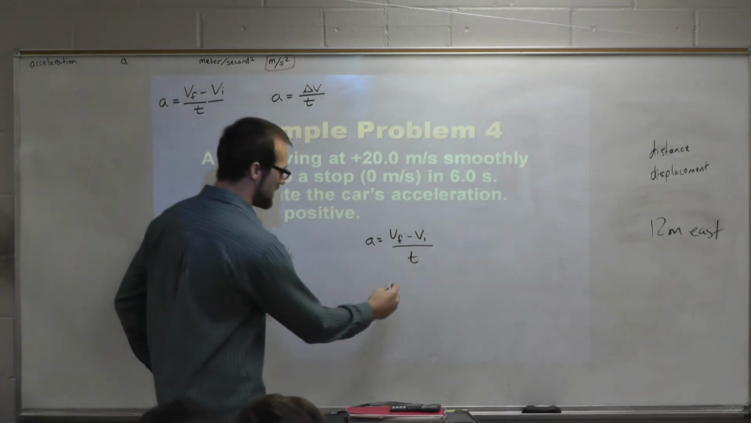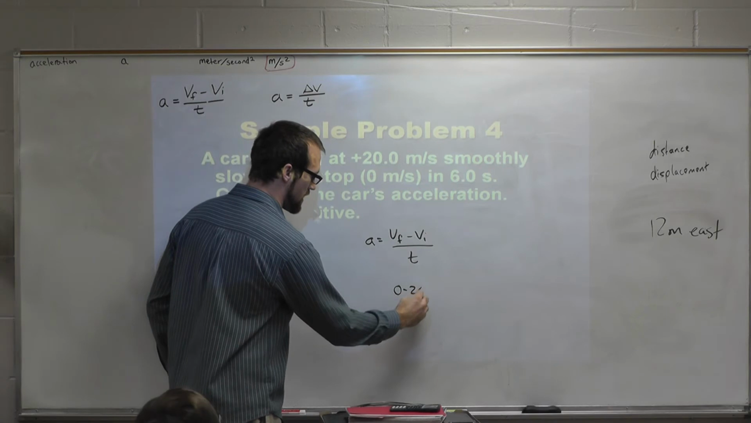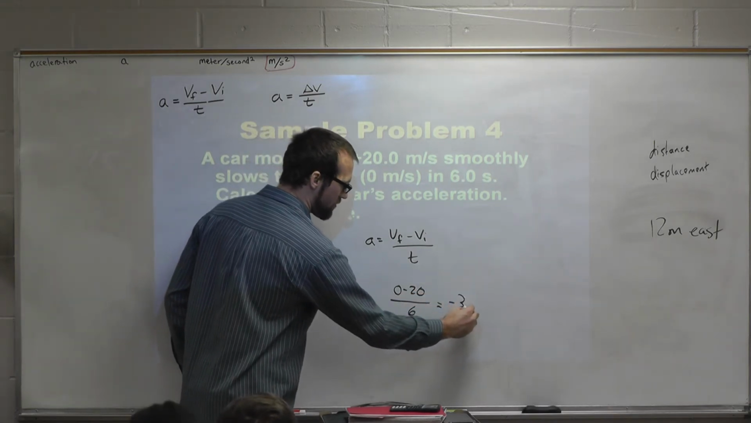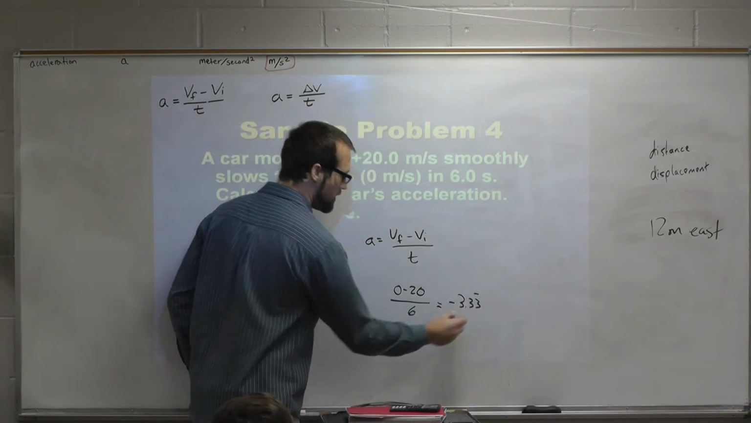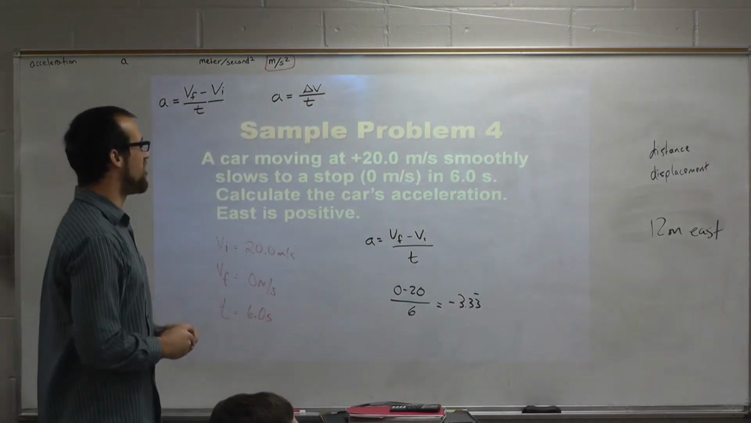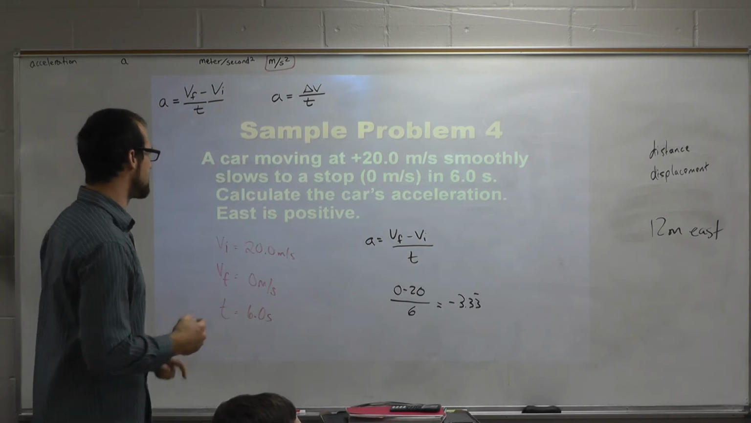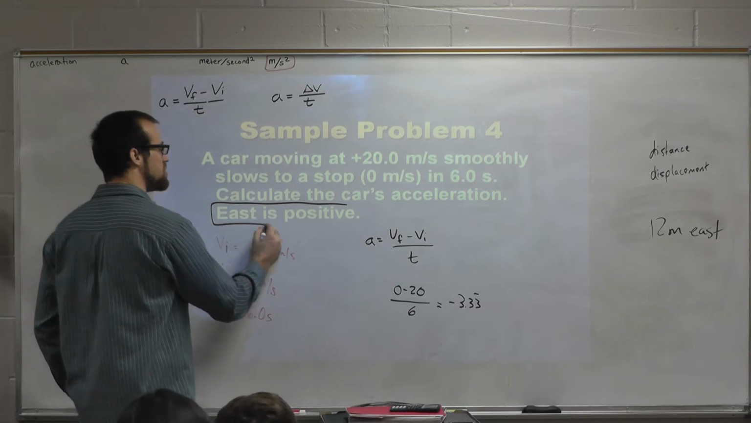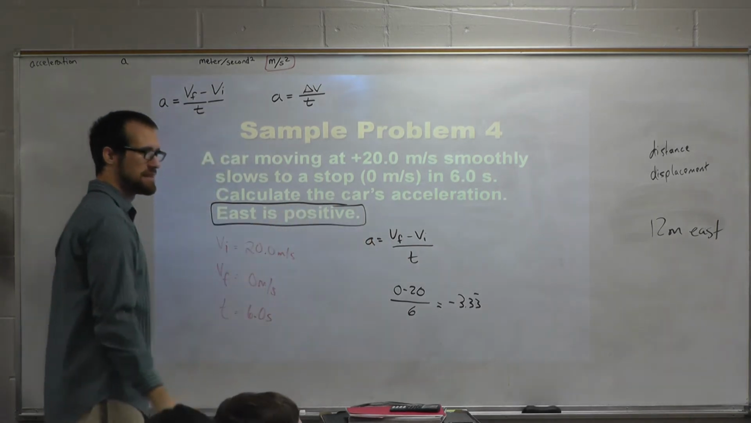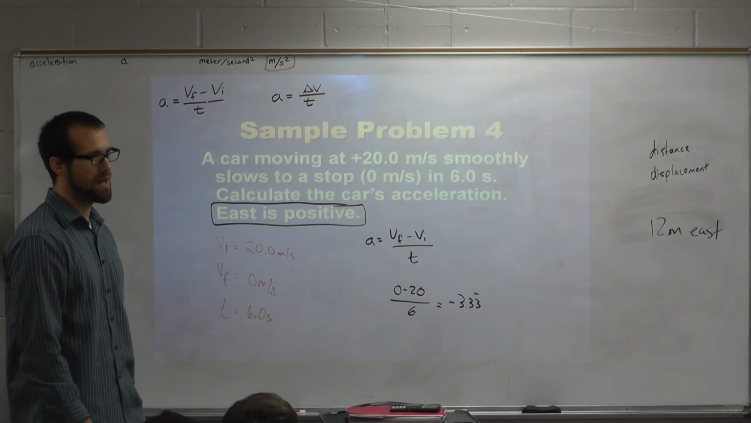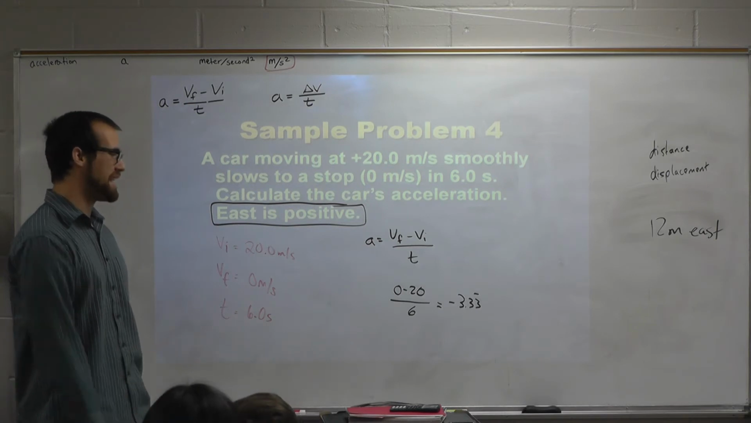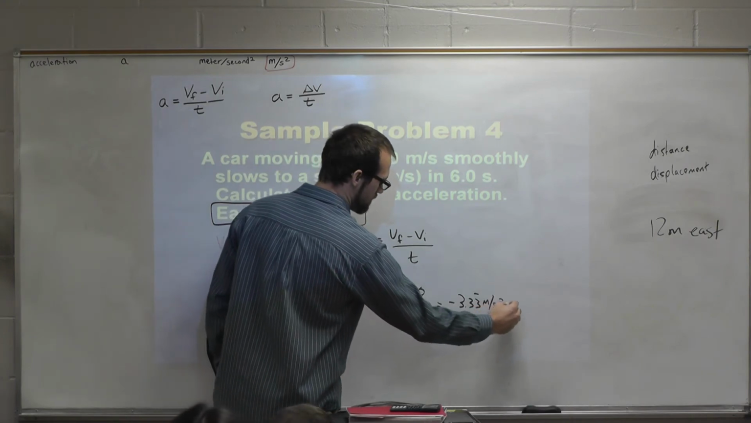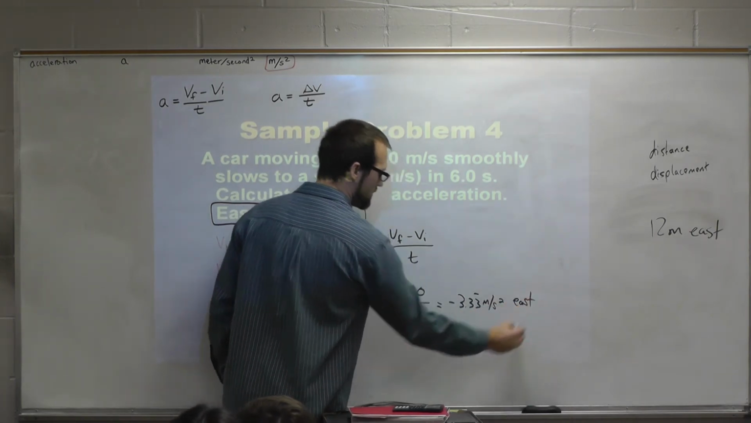When you plug this in, you should get 0 minus 20, divided by 6, which would give you a negative 3.3 repeating. Now, here's the faulty part of this problem: it says that east is positive, but it didn't actually say you were heading east. If you were heading east, you would put east.